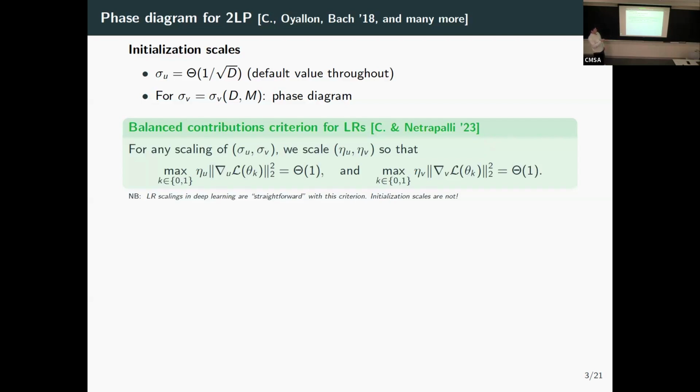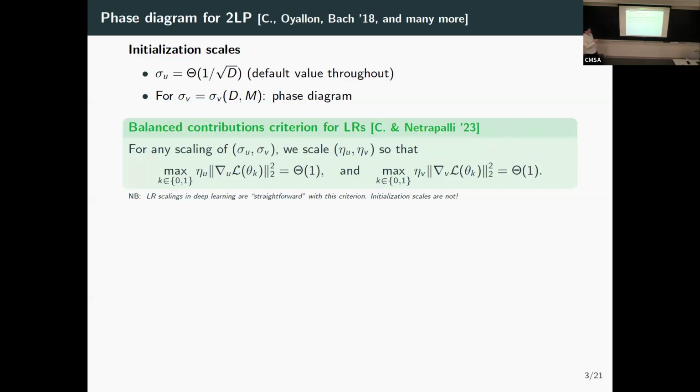I'm taking the max between the first and second gradient step because sometimes at 0, if I have sigma v equals 0, there might be some difference of scaling, but at time k equals 1, this should normalize properly the loss decay. And if you have Adam or other algorithms, you can replace this by the loss decay. For instance, for sign gradient descent, this would be the L1 norm of the gradient.